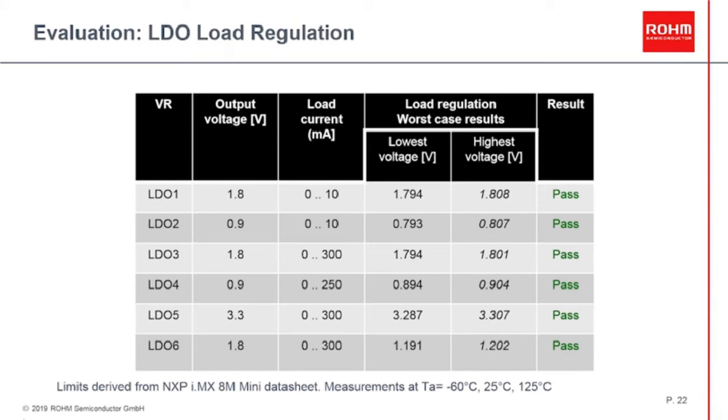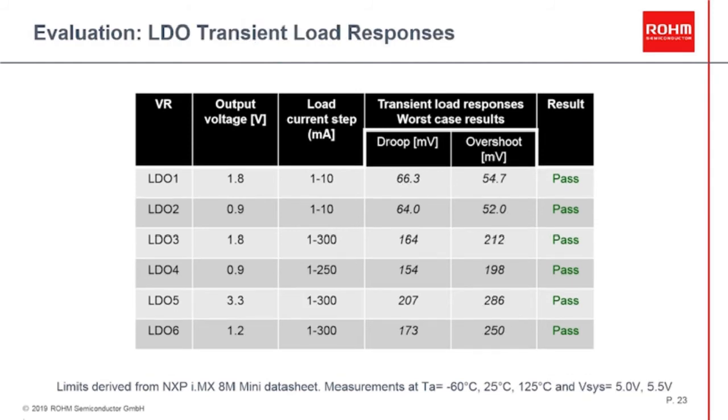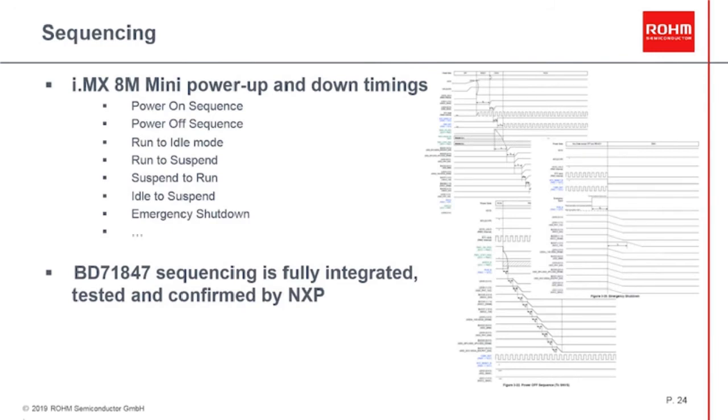Let's continue with the LDOs and have a look at the line regulation. You can see that all regulators are within less than 1% tolerance of the line regulation for the full temperature range of minus 62 to plus 125 degrees C. The next parameter we have measured is the transient load response for the LDOs from 1 milliamp to its maximum defined output current. The droops and overshoots are within the limits over the full temperature range. This ends the power supply section.